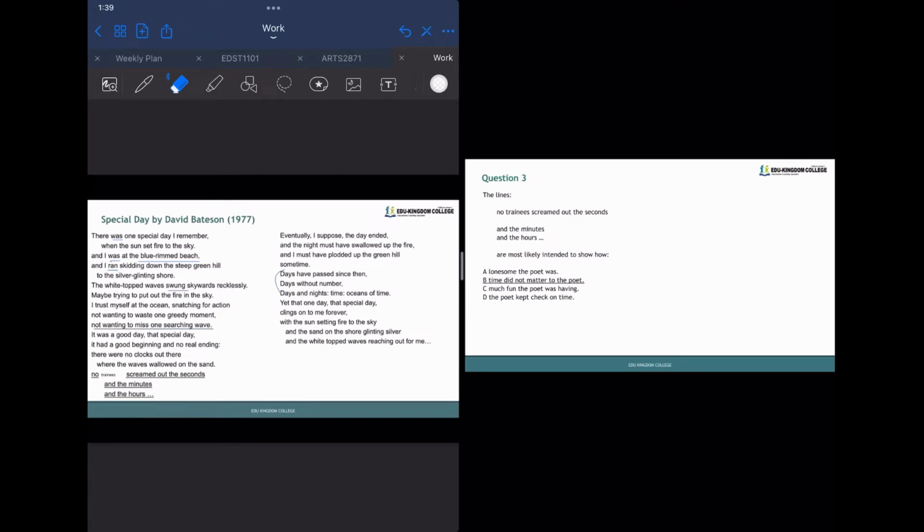Okay, the lonesome part, the fun, and A and C wouldn't be plausible in this case, because being alone is not the focus in that specific extract. How much fun that poet is having. It's implied that they are having fun, but like I mentioned before, the focus is the fact that time is just passing by. And this fun, carefree tone is not as strongly emphasized as time just passing by. Indeed, the poet kept check on time is just completely untrue, so it can't be D.